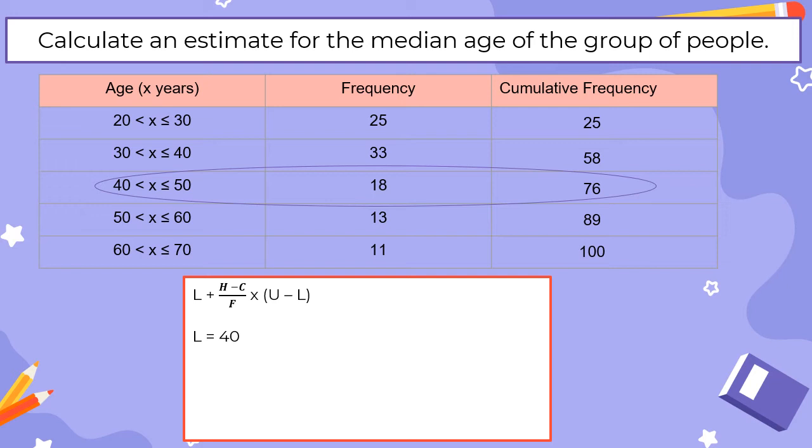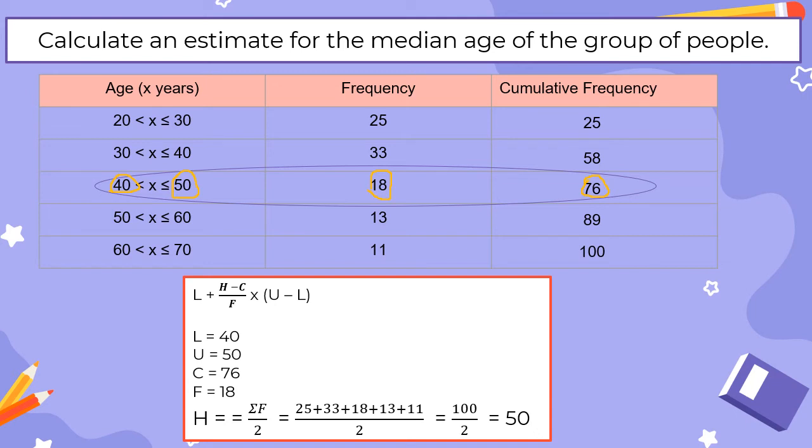Okay? The lower boundary is 40. Then the upper boundary, or the U, is 50. Next, the cumulative frequency is 76, which is the C. F, the frequency, is 18.